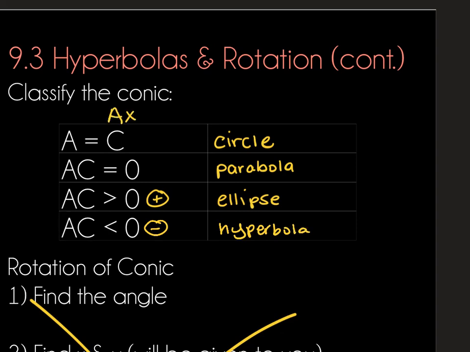Remember, a is what's in front of the x squared, and c is what's in front of the y squared. So that should help you identify it. Again, that's a quick question. I think there's 11 questions on your test.